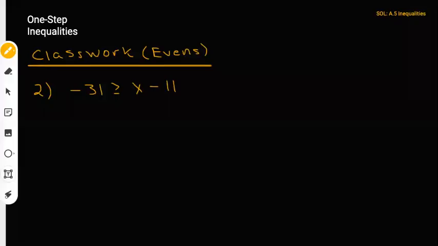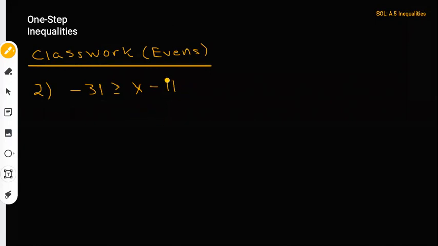All right, so today we're doing one-step inequalities, and we're going to be doing the classwork, all the even numbers. So number 2 is the first one we're going to do. I have negative 31 is greater than or equal to x minus 11. So what I want to do is get the x by itself. I want to solve for x.